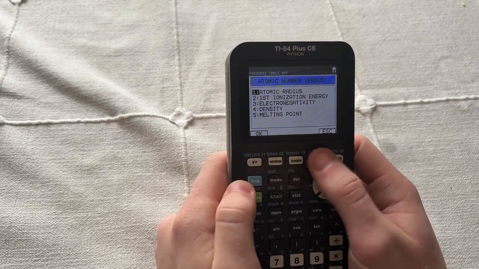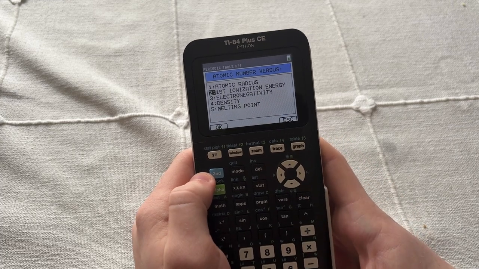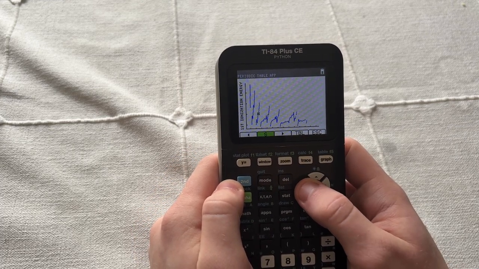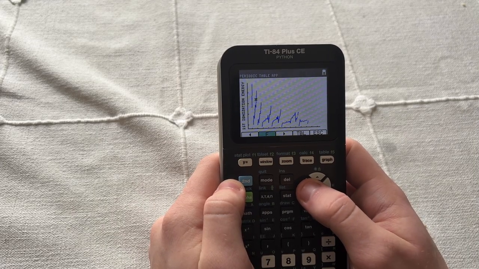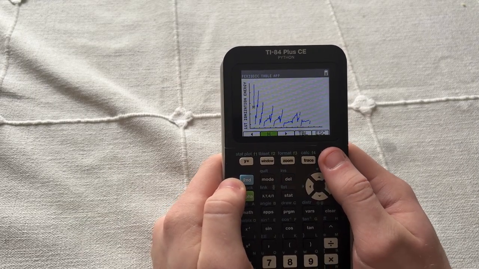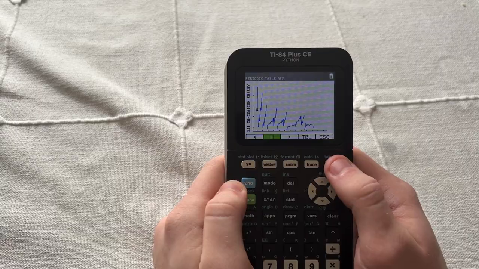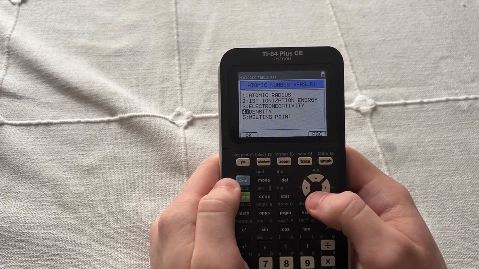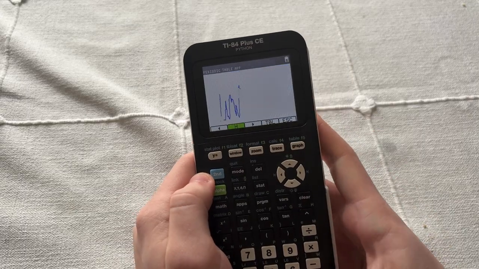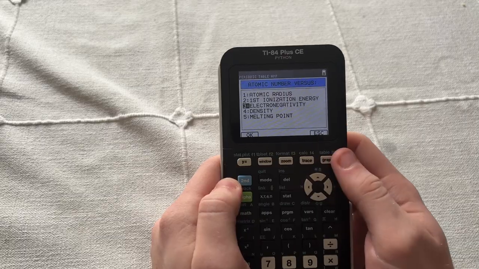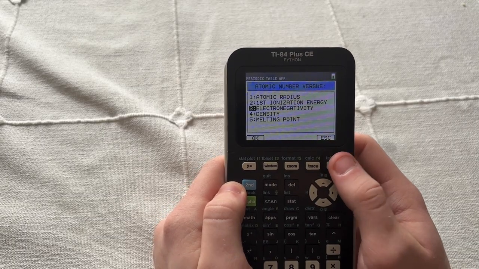You can also go into first ionization energy, which will show you how hard or how many joules it'll take to remove the last electron in an element. This is very useful for the AP tests, which I just took, and I had to use this application a lot. Same thing with electronegativity, density, and melting point. These all have the same things, just a graph showing how dense or electronegative an element is.